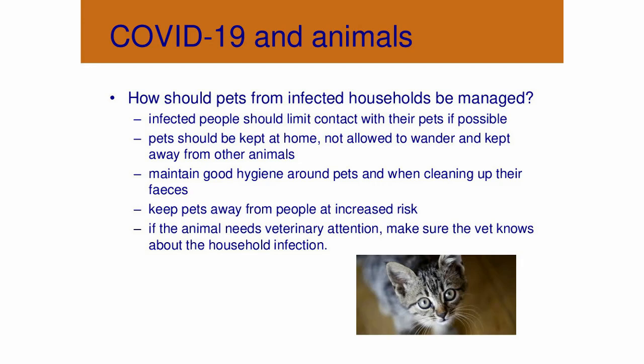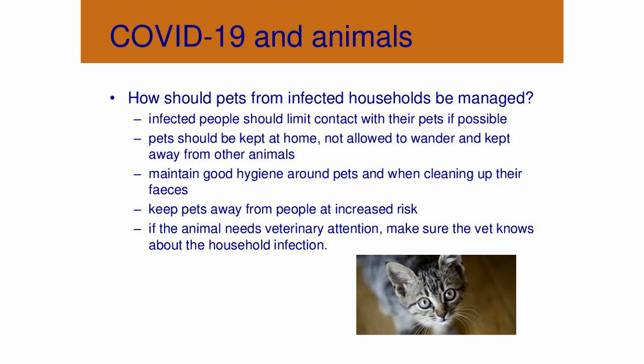Pets from infected households should be kept at home, not allowed to wander, and should be kept away from other animals to avoid infection tracking out of the home. So no doggy play dates if their human owners are infected. So isolation should apply to the whole household and not just to the infected humans. People in infected households should adopt good hygiene around pets and when cleaning up their feces.